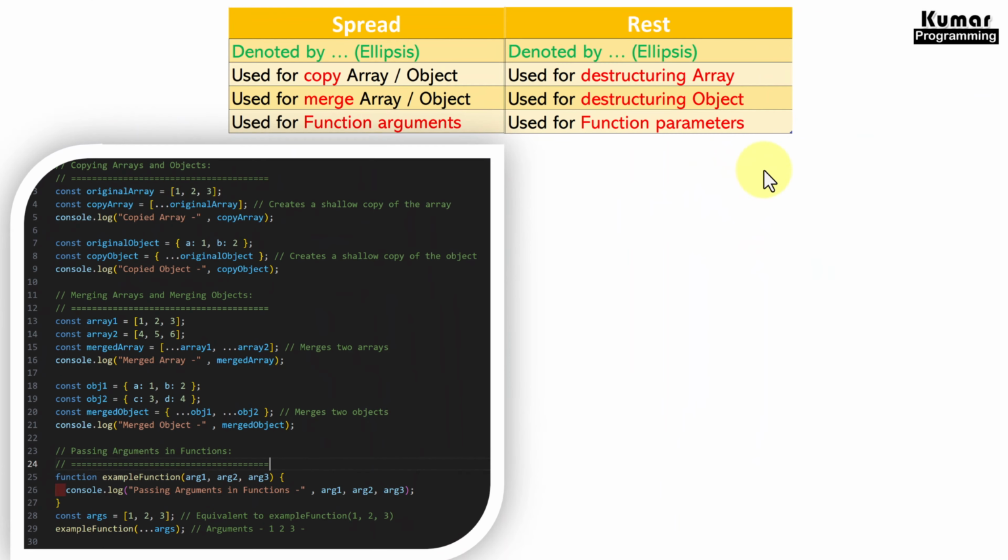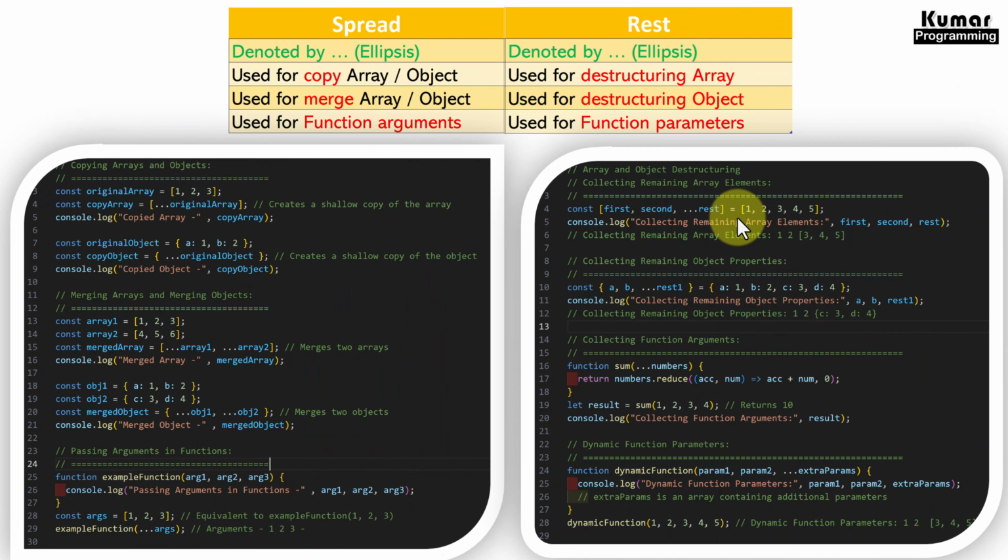Now on the other side, in the case of rest, here if you see I have an array as a value, 1 2 3 4 5, and I'm going to destructure this array. So whenever I try to destructure this array, this is my first variable and this is my second variable, and the rest of all the other values are going to come inside our rest variable. So this value 1 is going to be assigned to the first variable, value 2 is going to be assigned to the second variable, and then the rest of all, 3 4 5, is going to be assigned to the rest variable as an array.